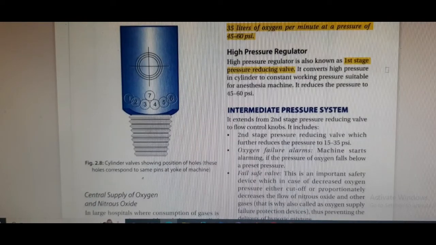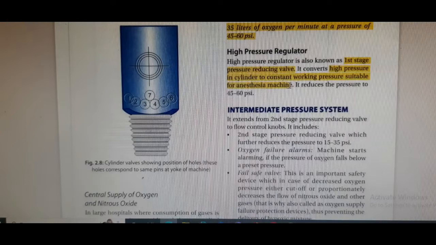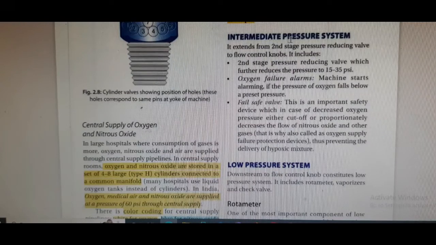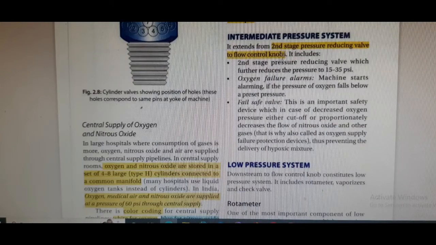The first stage is after crossing the cylinder, where the pressure is reduced by these pressure regulators. It converts high pressure in the cylinder to a constant working pressure suitable for the anesthesia machine, and it reduces the pressure to 45 to 60 psi. So that is the pressure regulator. Moving to the intermediate pressure system, which is the second stage of pressure reducing valve, to the flow control knobs. In the anesthesia machine, the intermediate pressure system extends from the second stage pressure reducing valve to the flow control knobs.